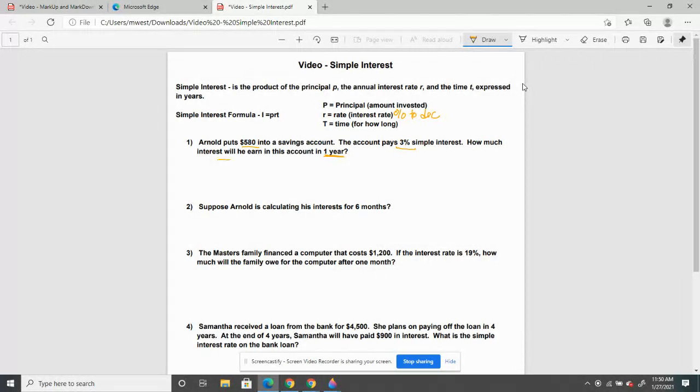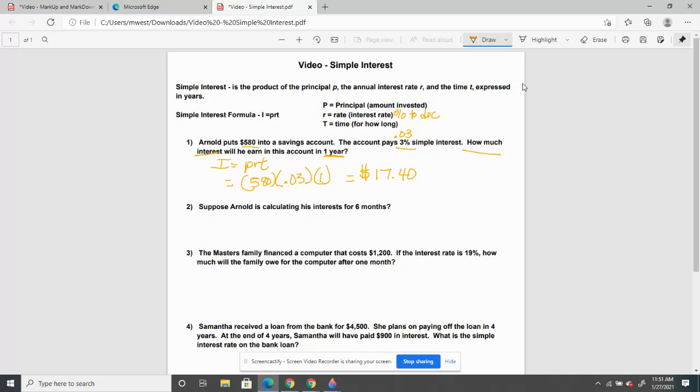So if we look at that formula, we've got I equals PRT. That's our formula. All right, and it says how much interest. So we're only looking for the interest. So he starts off with $580. His rate is 3%, so that's 0.03. And that's his rate. And his time for this particular problem is 1 year. And when you multiply all those together, you get an interest of $17.40.